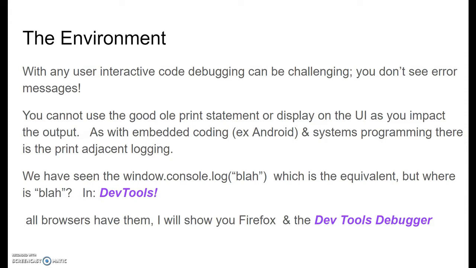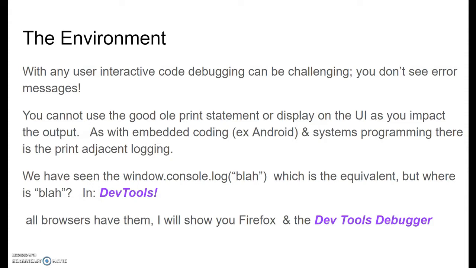So as with embedded coding, for example Android and systems programming, there is the print-adjacent logging. So we can still do prints if we want to and play around with them, but we can also look in the logs and we can write to the logs. It's a bit more of a sophisticated log setup with Android and systems programming. They use the Unix-based logging system, but we've seen before in some of my examples the console log.